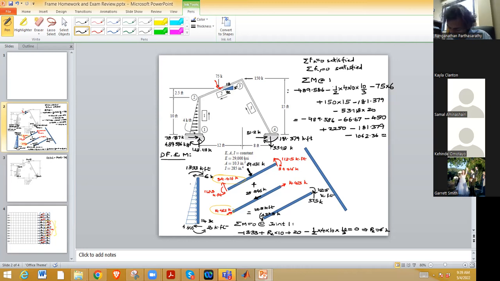Let's add up all that. Okay, so we will get 0.005, so we are okay, satisfied. Now that is clear. That's how you do this thing. I hope that is clear.